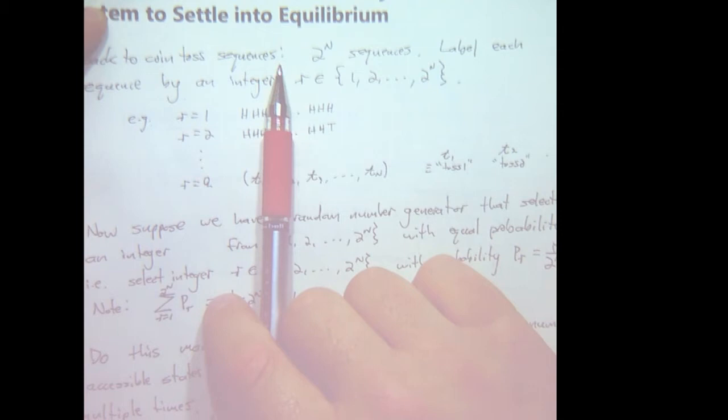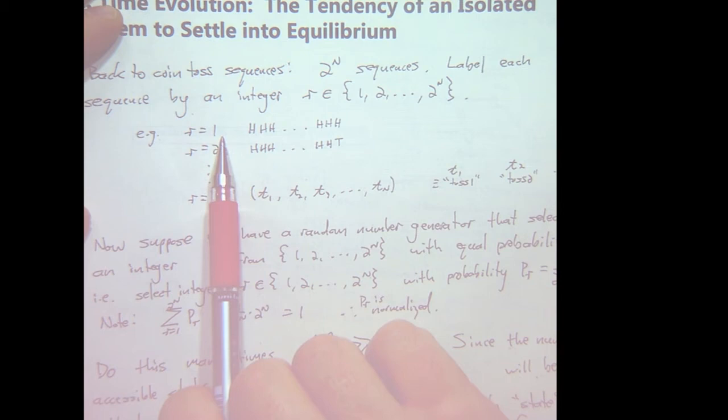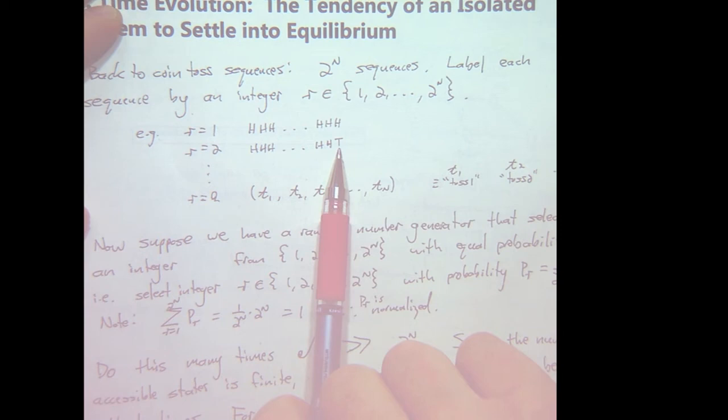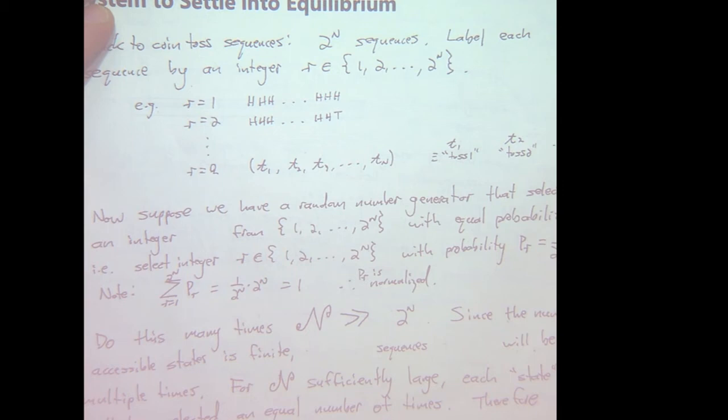coin toss. In terms of the coin toss sequences, there are 2 to the n sequences. We can label each sequence by an integer, so 1, 2, all the way to 2 to the n. If r equals 1, let's just say it's h, h, h, h, h, h, h. r equals 2 is all h's except the last t. r equals k is some t1, t2, t3 up to tn, where t1 is toss 1, t2 is toss 2, up to toss n. Okay.